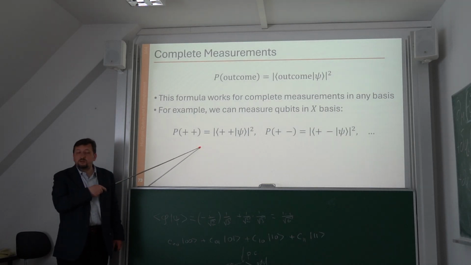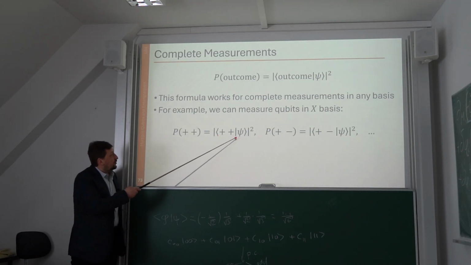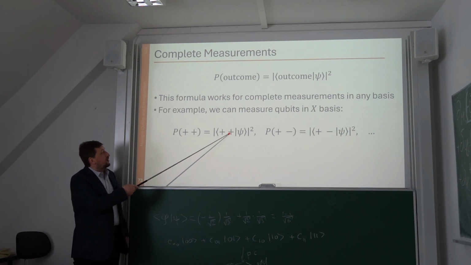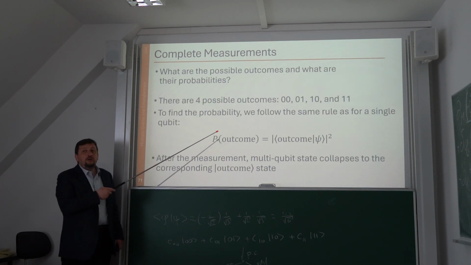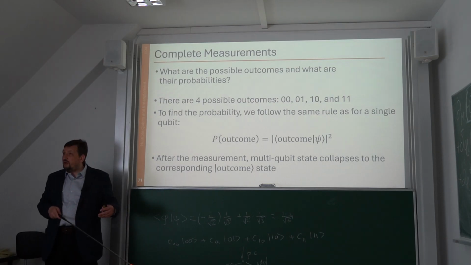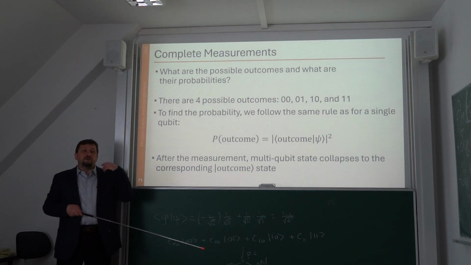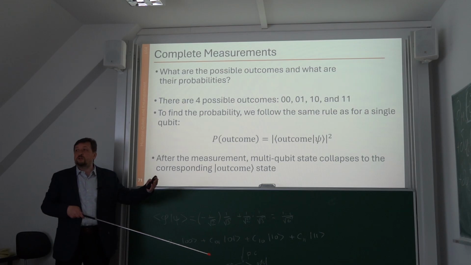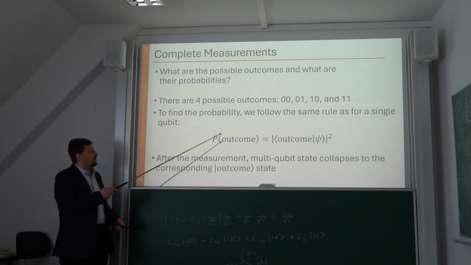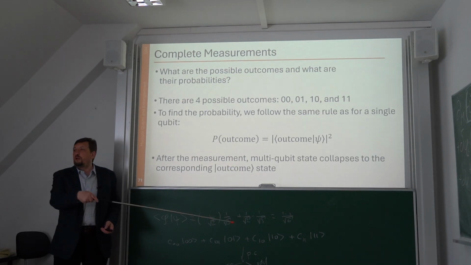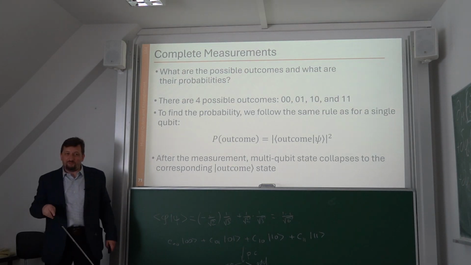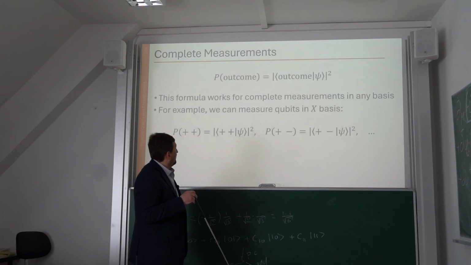If you want to know, say, just the probability that you measure in the X basis and the two qubits end up in state plus, you take the scalar product of this state with this plus, modulus squared. So this is a very useful formula if we have something more complicated than just measurement in the computational basis. And this is a very general formula. This is the Born rule. It applies to basically every possible type of measurement.